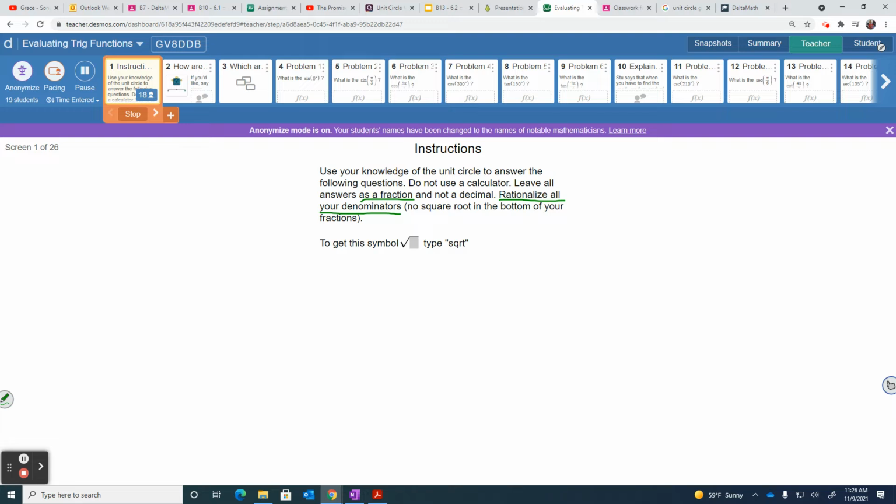So the correct way to write anything in math is without a square root in the denominator. So no square roots in the bottom of fractions. Right? So keep that in mind.